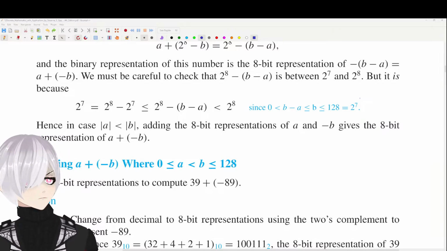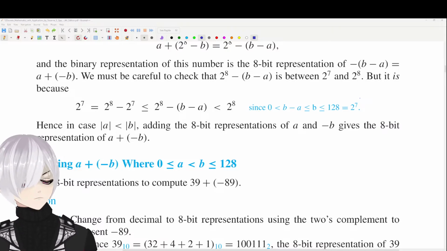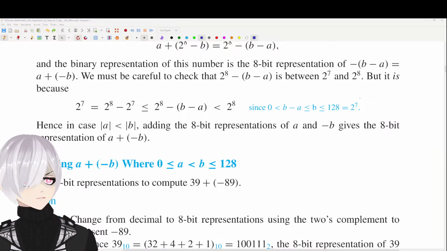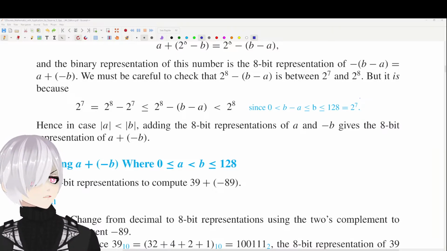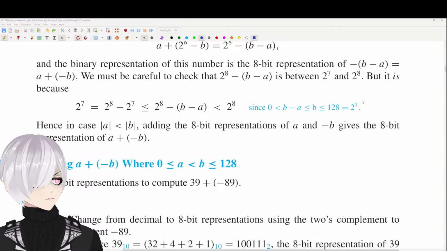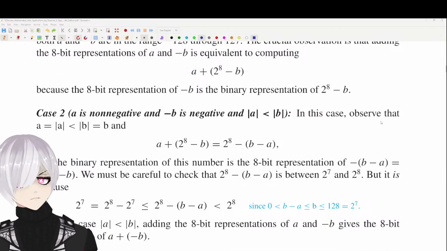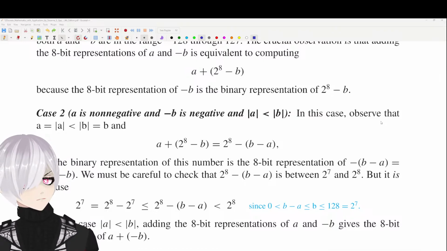Can you see what the a and the b were again? What are we calculating? Is this a minus b or what? Let's see, a plus b, a plus negative b. Oh, we're calculating a plus negative b. Okay, and so we're calculating a plus negative b.